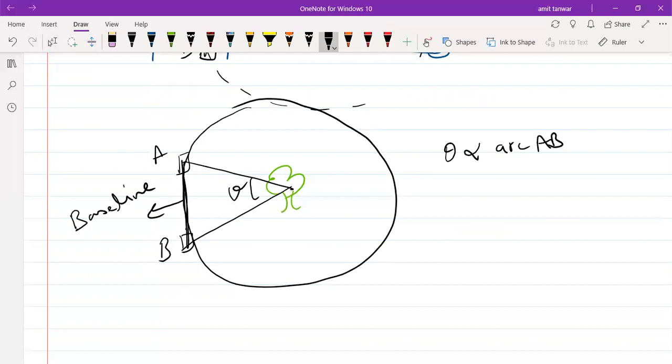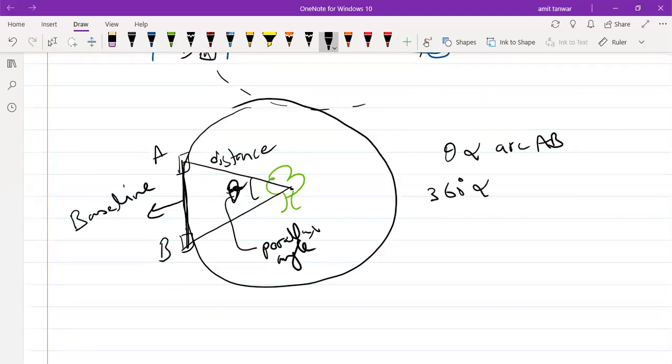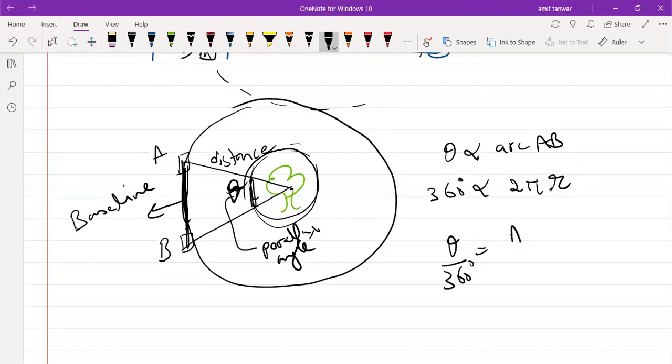And our aim is to find out this distance. Let me call this the distance. And this theta term is called the parallax angle. Coming back to the mathematics, theta is proportional to arc AB. And I can also say that 360 degrees is proportional to the circumference 2 pi r. So theta is proportional to arc AB and the complete 360 degrees is proportional to the complete circumference. If I divide these two, theta divided by 360 degrees is equal to AB divided by 2 pi r.